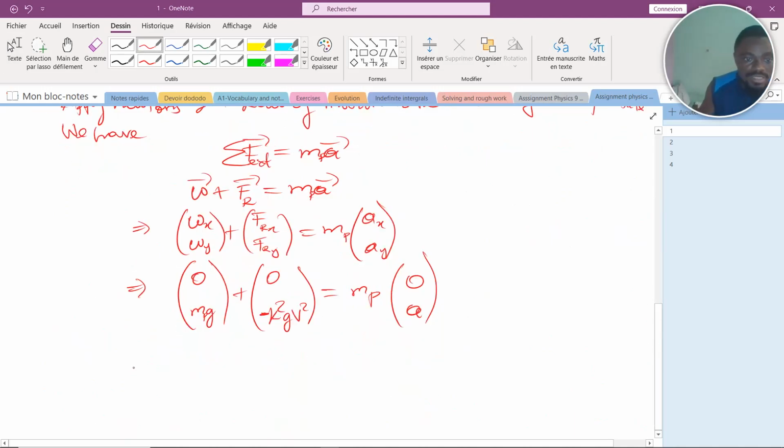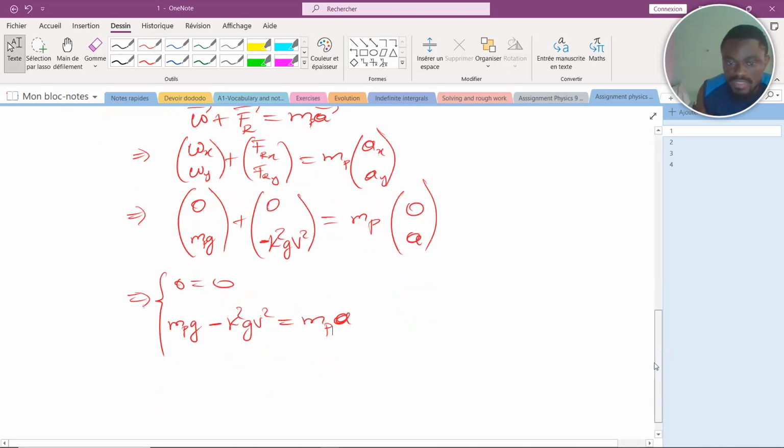Now this implies we are going to have the following system. We have 0 equals 0, and we have the equation mpg minus k squared g v squared equals mp times a. Is that okay?